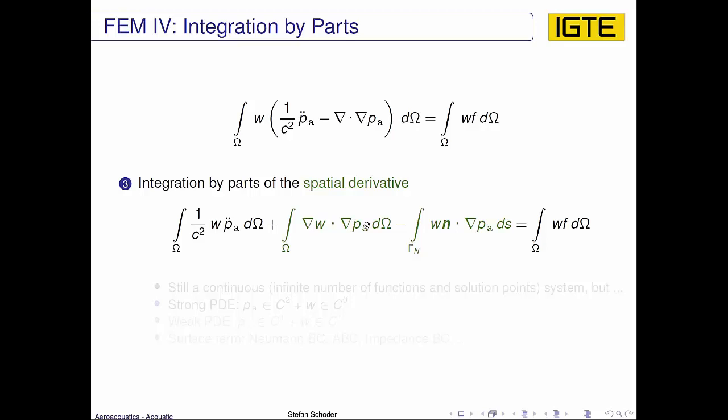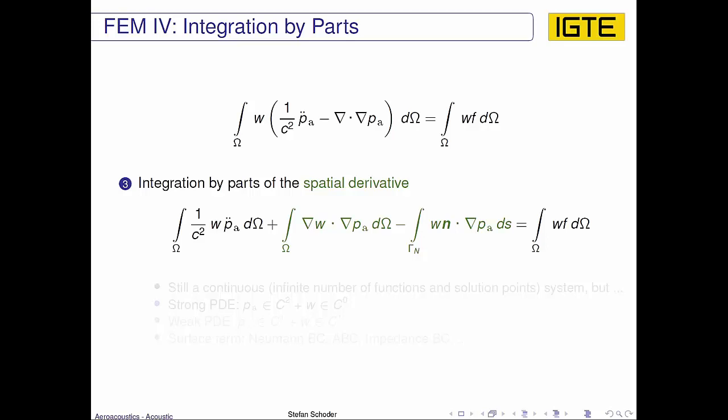integration by parts to this derivative operator here, and then we get an additional surface term. In the surface term the Neumann boundary condition enters, and this is also why in the homogeneous form it's the natural boundary condition, because this just means that this term cancels out.